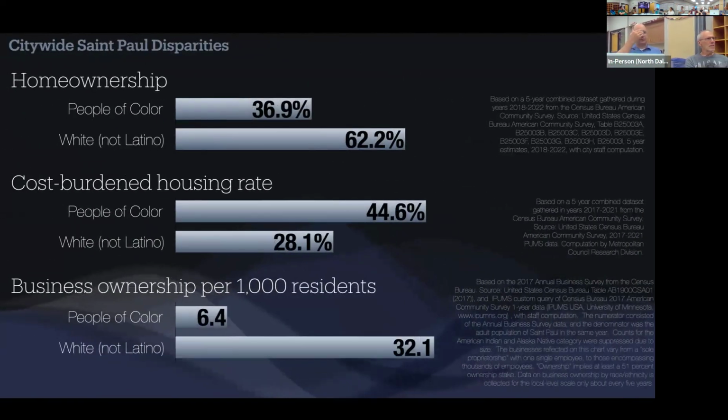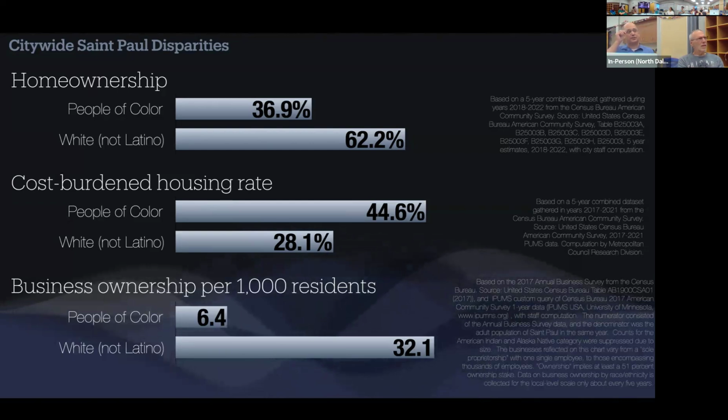Home ownership, again, for some of those same reasons, the white population is very high in comparison to people of color, almost double. Cost burden housing rate, similarly, people of color. Which we'll get into more. I realized I introduced this term. That means if you pay more than 30% of your income for housing, you're cost burdened, from the federal standard. So we want to see how many people pay more than 30% of their income for housing, and people of color, almost closing in on half of them do, and the white population is a bit less. And then business ownership per 1,000 residents. Again, sort of that entrepreneurship and ability, and I think it partly ties back to if you don't have a lot of capital to begin with, it's very hard to start a business.